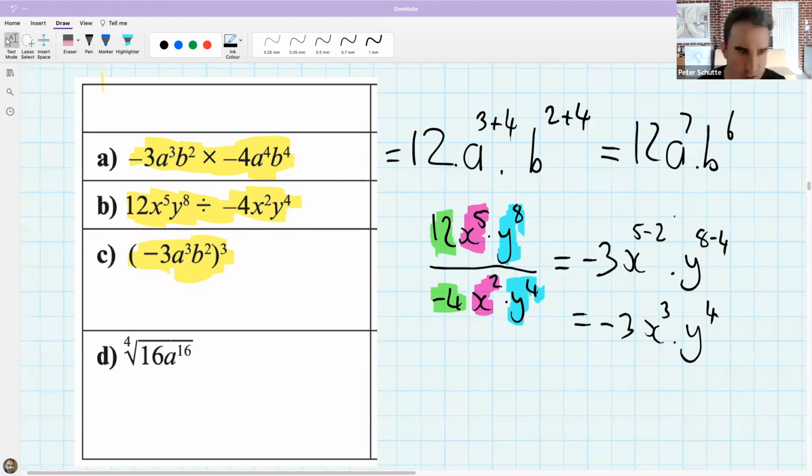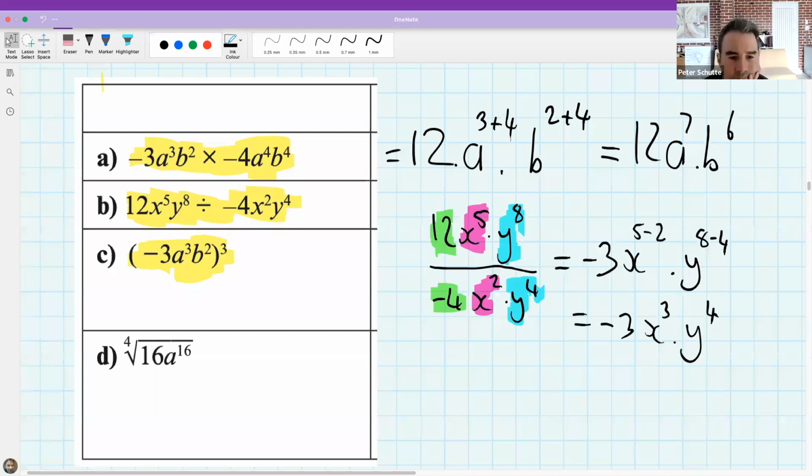So the thing to watch out for is the number 12 is a positive. The number -4 is a negative. Positive divided by a negative is a negative. Okay, so that's the answer for A and B. It's just C we have to do still.